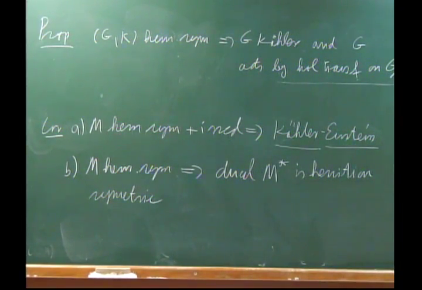So among Kähler metrics, the ones which are Kähler-Einstein are the most important ones. It's an important question, which Kähler manifolds admit Einstein metrics. And some of the simplest examples of Kähler-Einstein metrics are indeed these symmetric spaces. We'll see some examples in a minute.